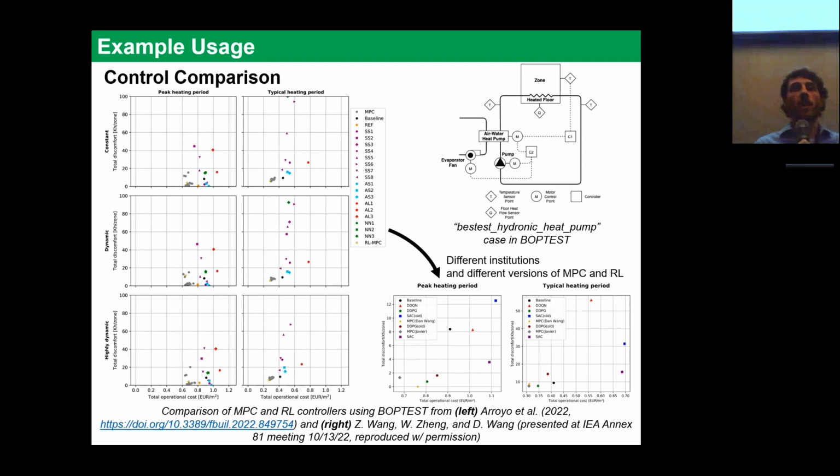As a user, you can override the set point, basically the zone temperature set point, or you can also override the compressor speed to control the heating provided to the water.